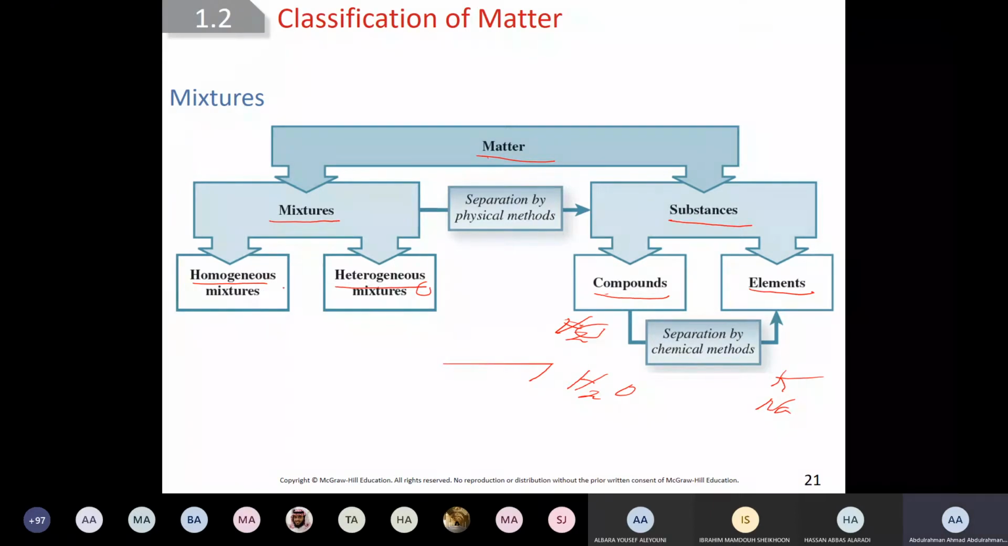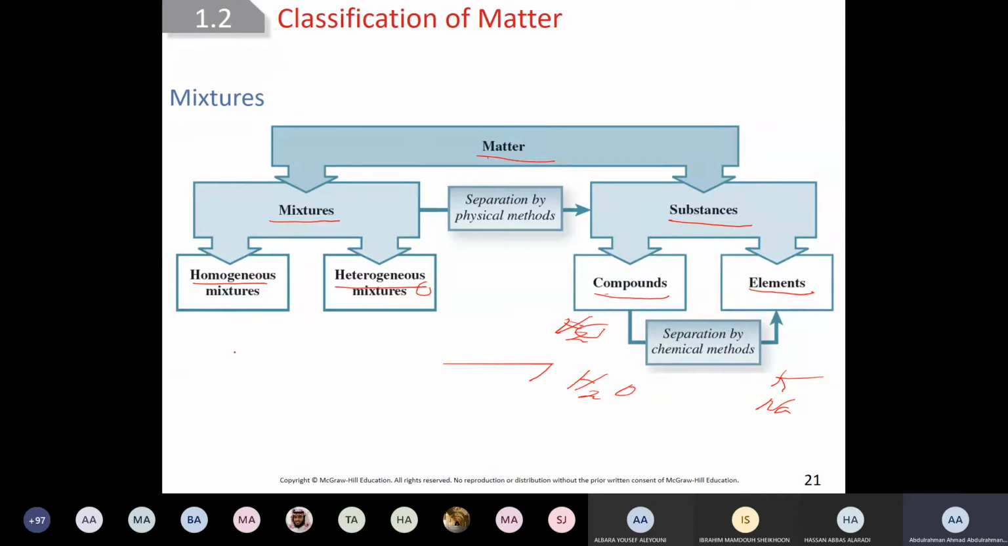Give me an example of homogeneous. Salt and water. Exactly. Heterogeneous: sand and water, or iron and water. Okay. How can we separate mixtures?